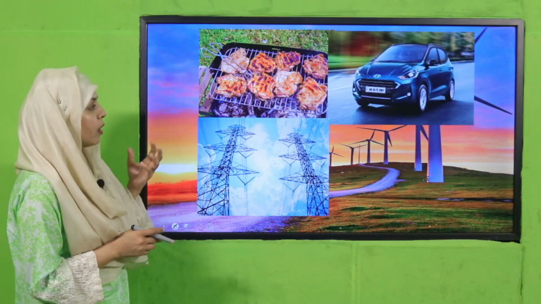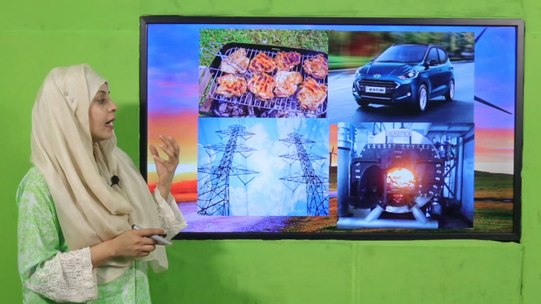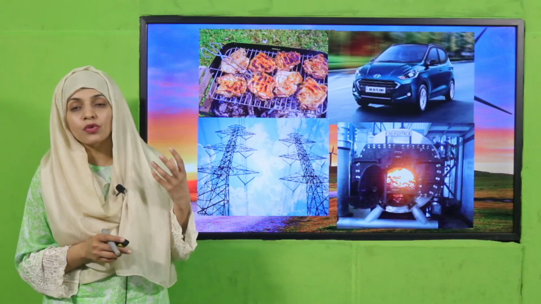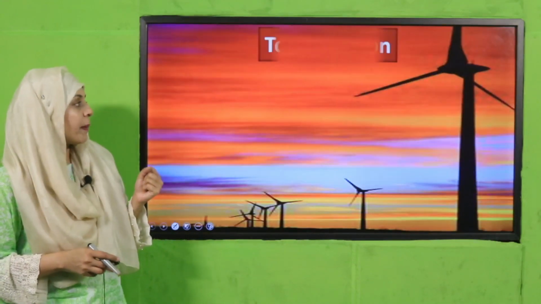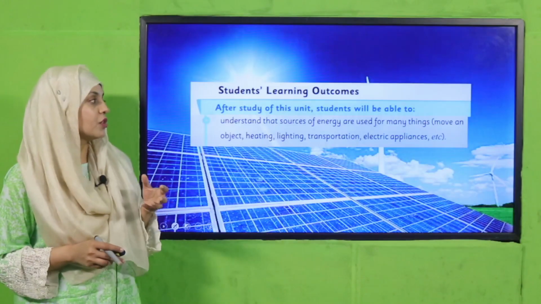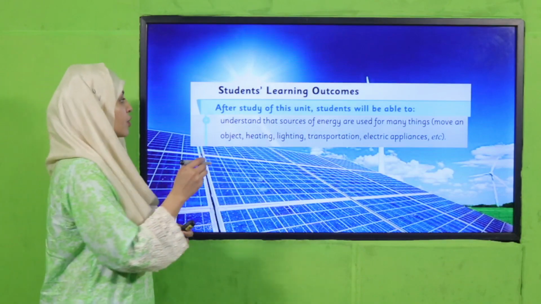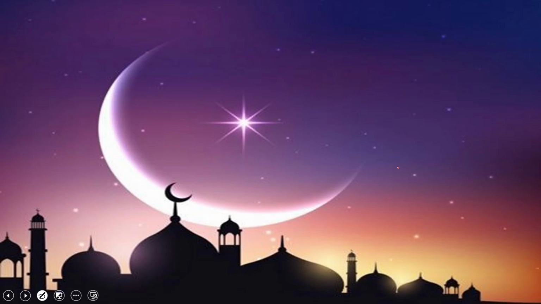Okay, now for group B, you have to tell the energy sources. So coal, petroleum, electricity, these are different resources. Sun, these are different energy sources. Okay, my dear students, now in today's lesson we will discuss the use of energy sources. So in today's lecture, students will be able to understand that sources of energy are used for many things: moving objects, heating, lighting, transportation, electric appliances, etc.